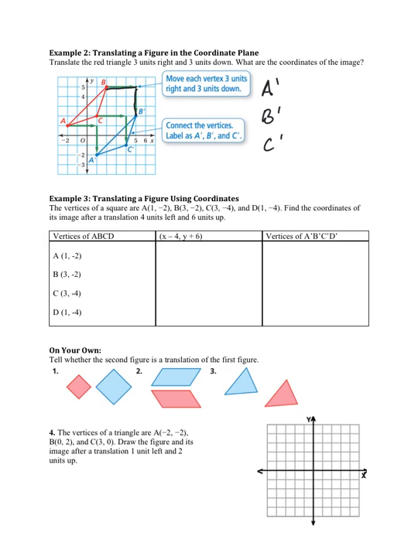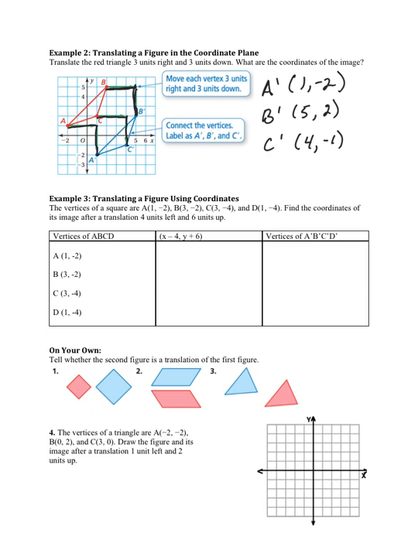Well, let's see. For A prime, we start with A, and we're going to move over to the right 3 and down 3. So that gives us a coordinate of 1, -2. B prime, we'll start with B and we'll go to the right 3 and down 3, and that will give us coordinates of 5, 2. And C prime, we'll start at C and we'll go over to the right 3 and down 3, and that will give us coordinates of 4, -1.